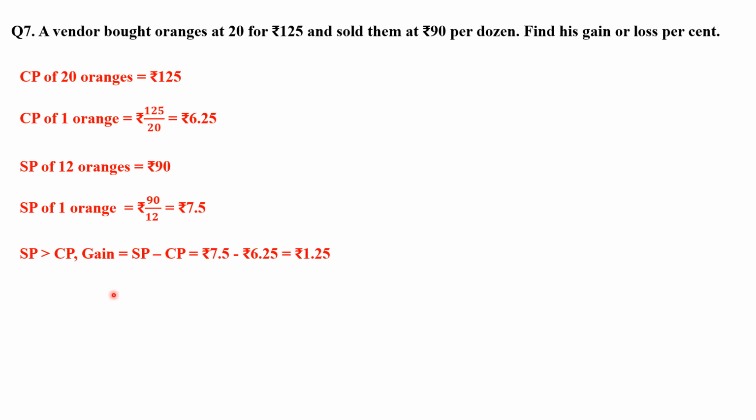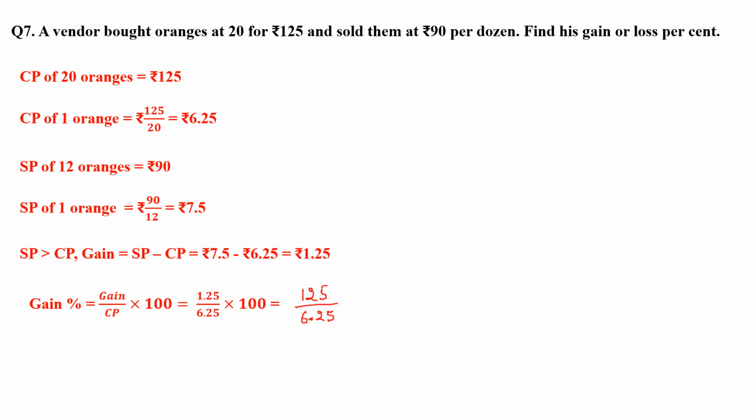So how to find gain? Gain is selling price minus cost price, and if you subtract it, you will get 1.25 rupees. Okay, so gain percent is gain by cost price into 100. So your gain is 1.25 rupees and cost price is 6.25 rupees. That you have to multiply by 100. Now you have to reduce it. So when you multiply 1.25 into 100, it will become 125, and denominator will be 6.25.